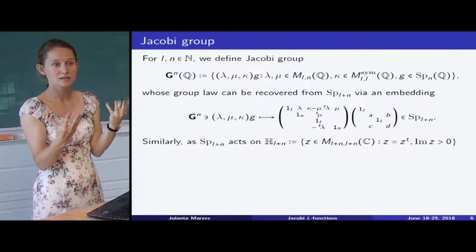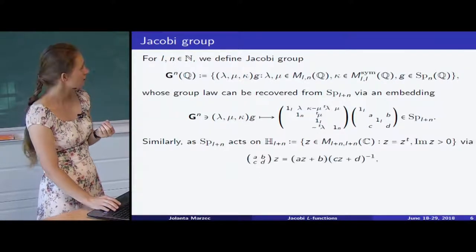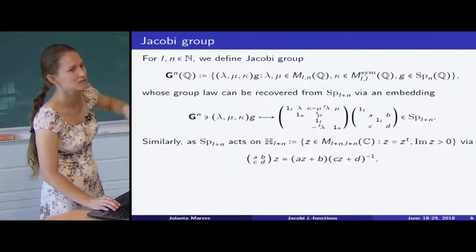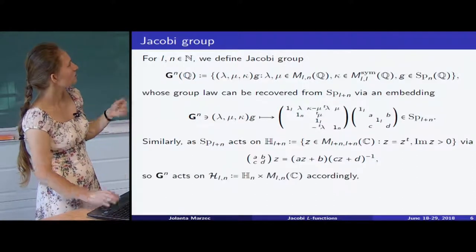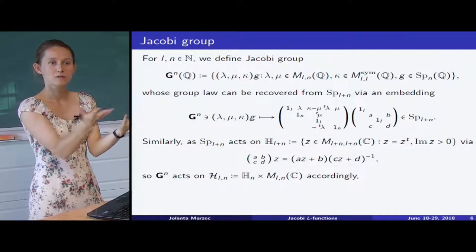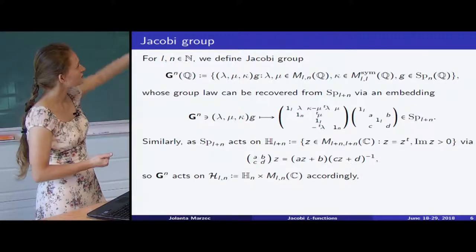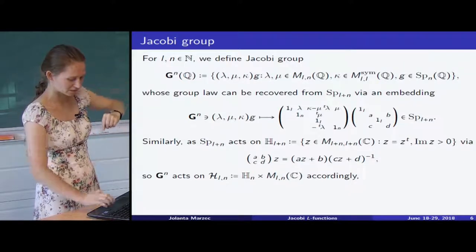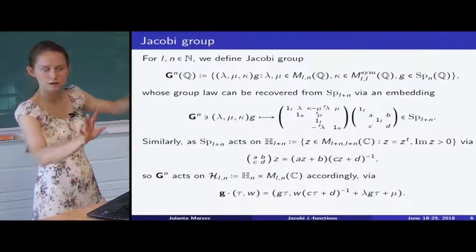And in a similar way, as symplectic matrices act on the Siegel upper half complex plane via fractional linear transformation, where of course these A, B, C, D are now matrices, then also the Jacobi group acts on the domain of Jacobi forms. And the action can again be derived from this embedding of the Jacobi group into symplectic matrices. I just wanted to show you how it looks. You don't really have to remember it.